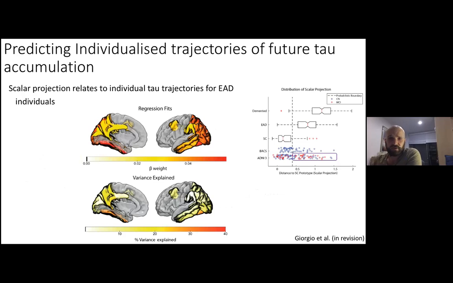But what we can also do is regress this metric across the whole cortex, and we can get a series of regression equations for each of the ROIs. And we see again that we can predict regionally quite specifically. So you see different distributions within the temporal cortex and within the parietal cortex, where you can use this metric to predict future tau accumulation.